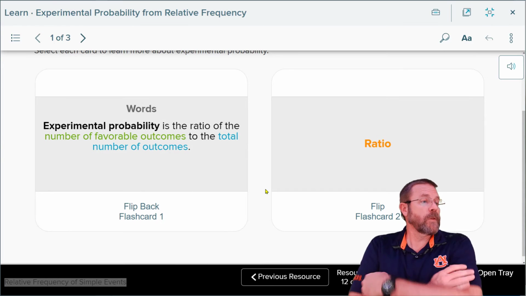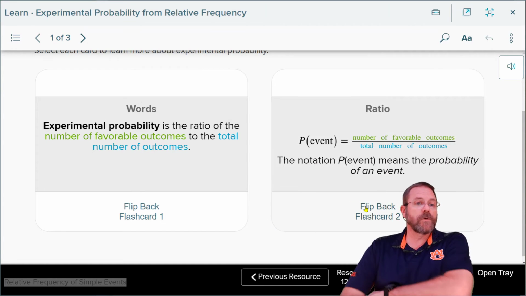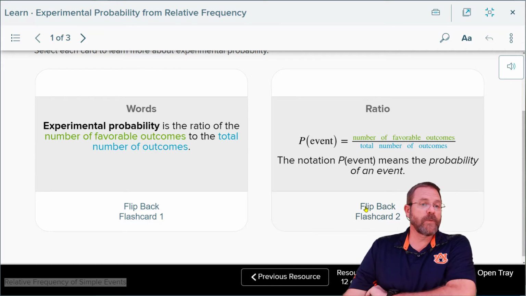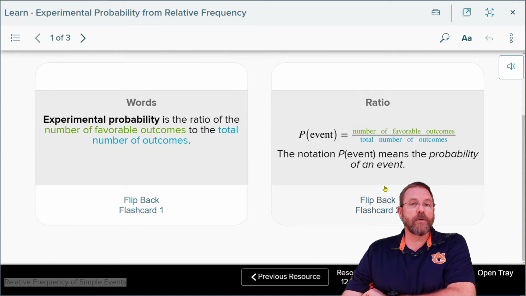Looking at it in words, the experimental probability is the ratio of the number of favorable outcomes to the total number of outcomes. And then as a ratio, you can see number of favorable outcomes divided by the total number of outcomes. That's going to give you the probability of the event. The P(event) means probability of the event occurring.